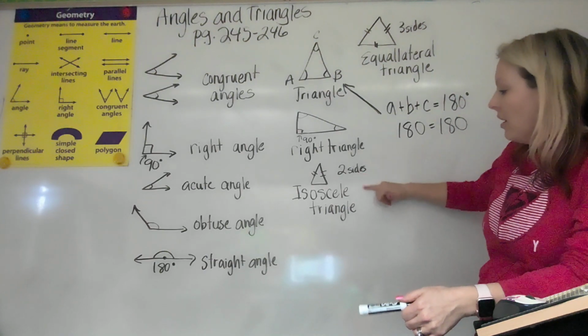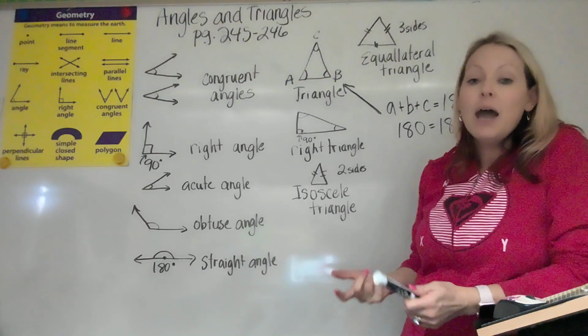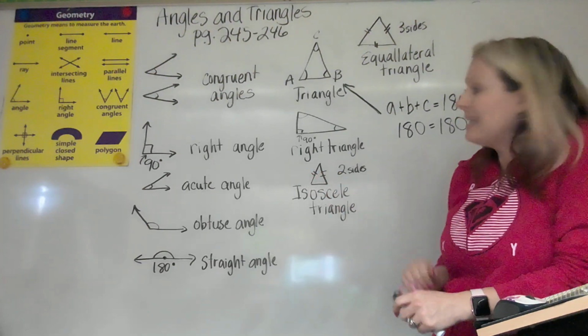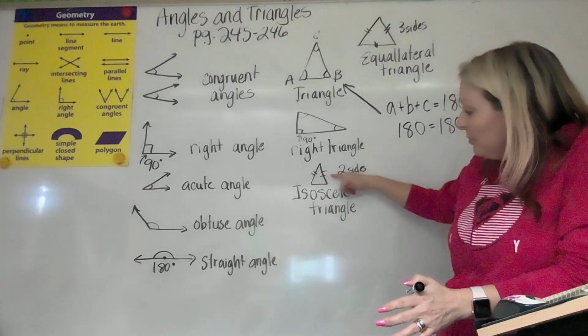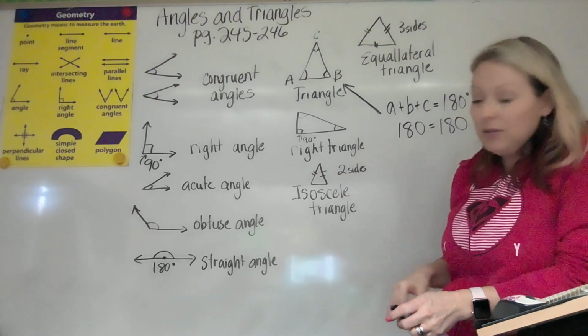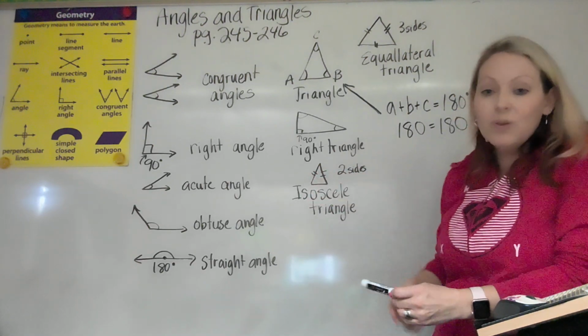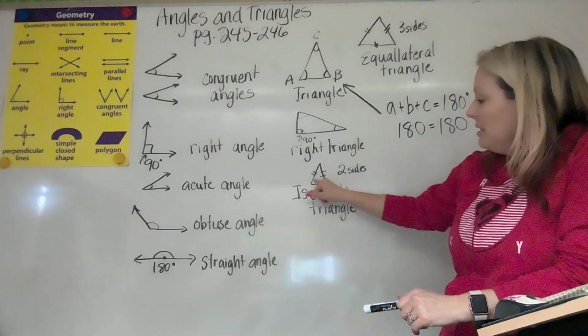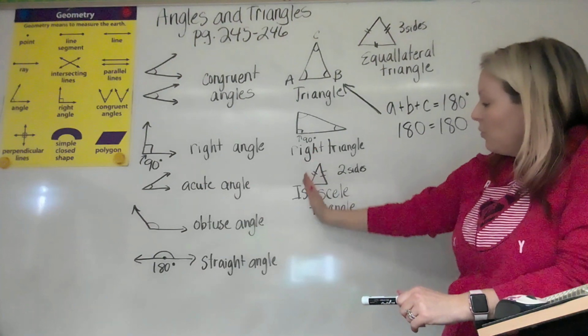Then we have our isosceles triangle. Our isosceles triangle means that these two sides are the same in length, which means they're also the same in angle. So these two would be the same because of the way this is.